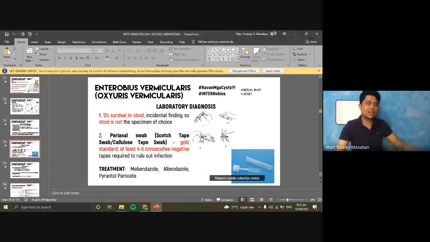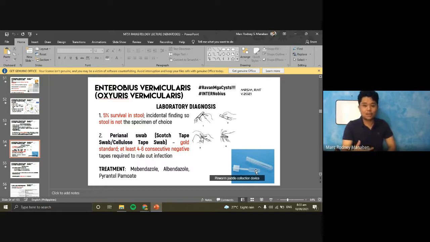And this one here is what we call a pinworm paddle collection device. This is a commercial paddle made by a manufacturer. As you can see, it is a paddle, not for spanking, joke. One side of the paddle is sticky, it already has adhesive. So you press it onto the side of the anus, and then you examine it under the microscope. These are the commercial paddles.